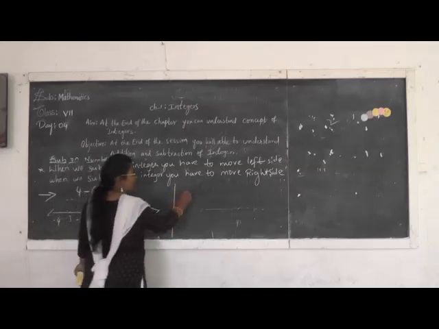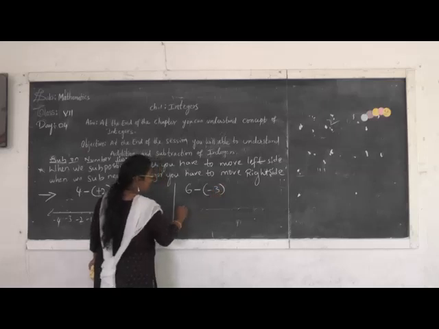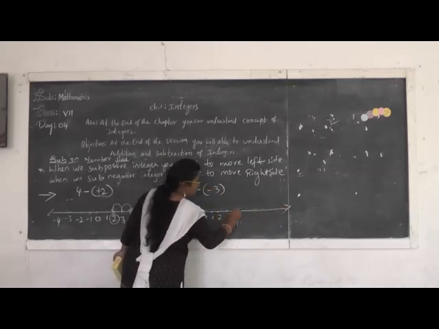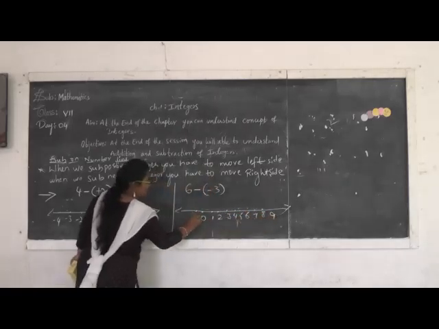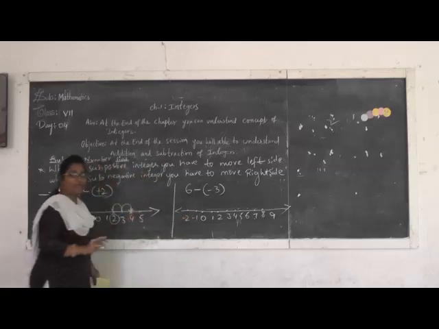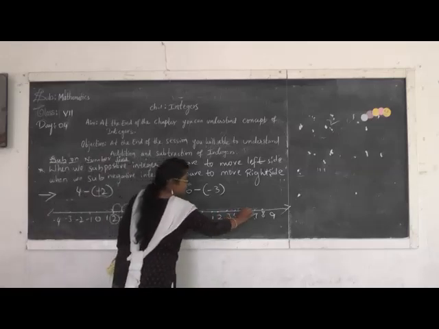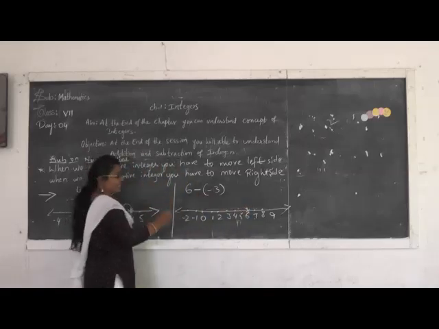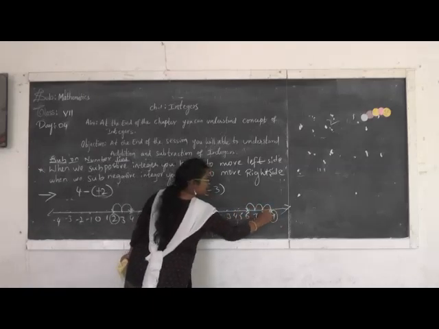Let me take one more example, 6 minus of minus 3. How can we do this? 1, 2, 3, 4, 5, 6, 7, 8, 9, minus 1, minus 2, and so on, with arrows stopping the numbers. First 0 to 6. We are subtracting a negative integer, so we should move right side direction. 3 steps now. 1, 2, 3. So the result is 9.